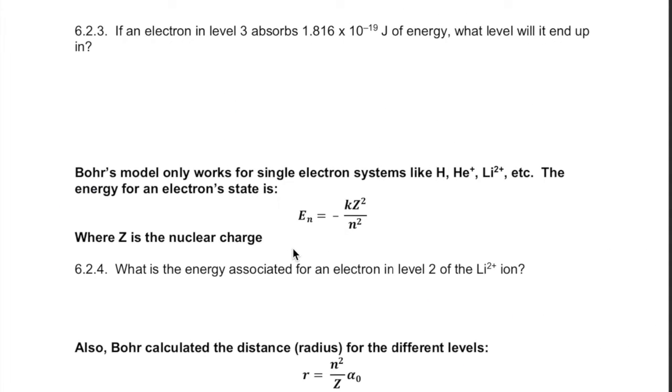All right, I wanted to scroll ahead in the chapter a little bit and look at the energy for an electron that's in level n. So for this equation, K is a constant, Z is the positive charge that's in the nucleus, and n is the level that the electron is in.